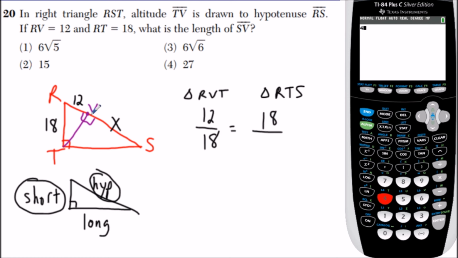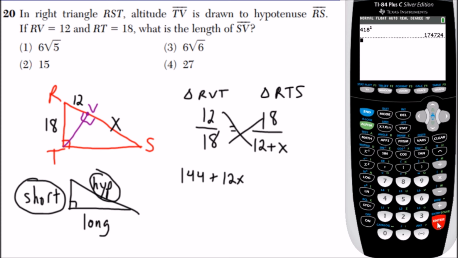And the length of the hypotenuse in the main right triangle is 12 plus x. We just add together 12 and x. So then to solve for x, we just have to do the algebra. 12 times 12 is 144. 12 times x is 12x. And now we're just doing 18 squared.